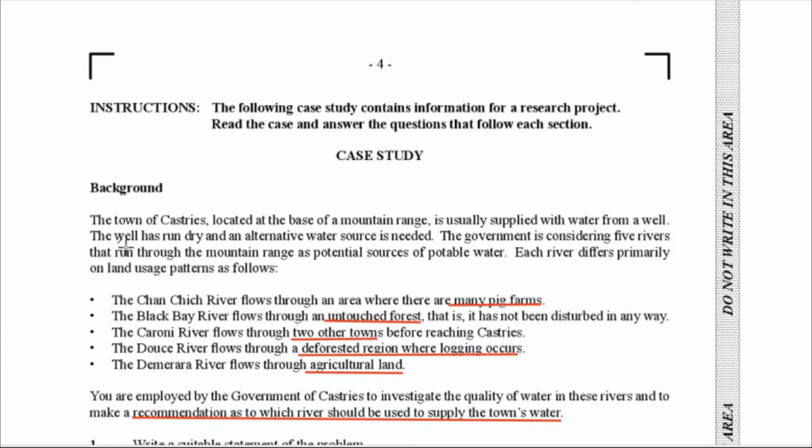So going back here, I didn't highlight it before, but the problem is the well that they usually depended on is running dry. So they need an alternative water source. So the whole purpose of this case study obviously is to find out which of these rivers would be best suitable to supply the town's water. So potable water, that is, because that is what we need to consume.